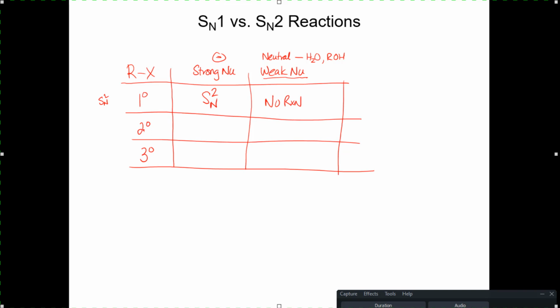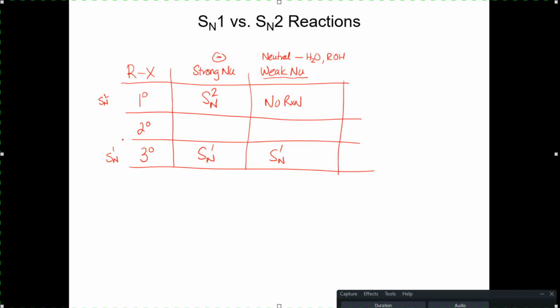How about secondaries? Well, let's go to tertiaries, because tertiaries are pretty clear cut. Tertiary can only undergo what kind of reaction? SN1. Can a weak nucleophile react with tertiary? Sure, because it can form a carbocation all day long. The secondaries are kind of in between.